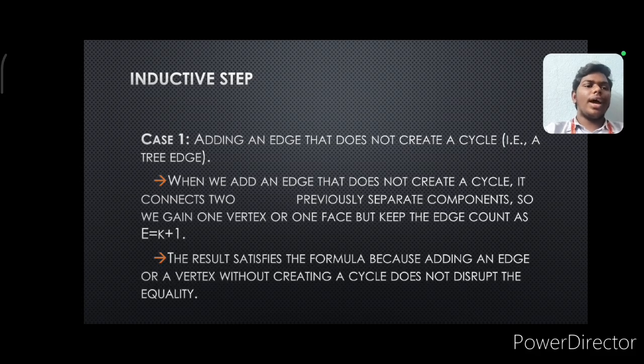Because adding an edge or a vertex without creating a cycle does not disrupt the equality. So here we have proved that the main theme of this planar graph is we should not create a cycle while adding an edge. While we are adding an edge that does not create a cycle, it connects two previously separate components.